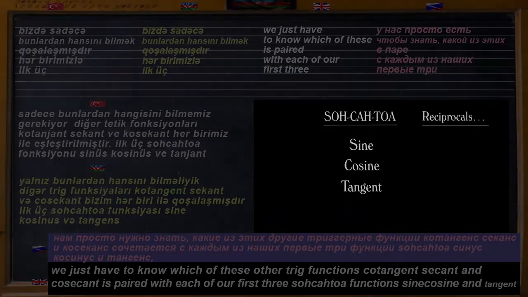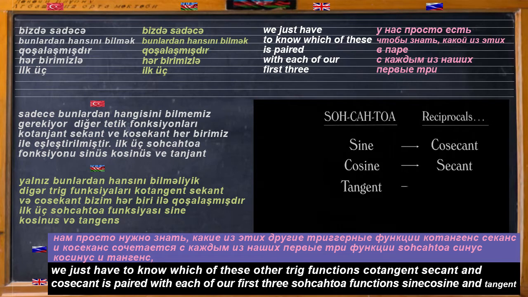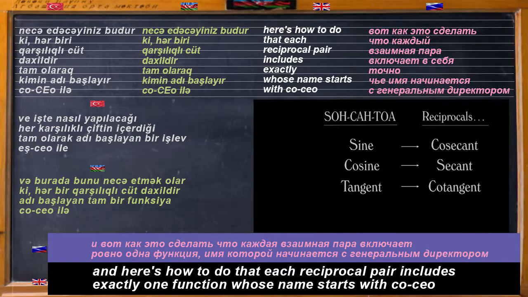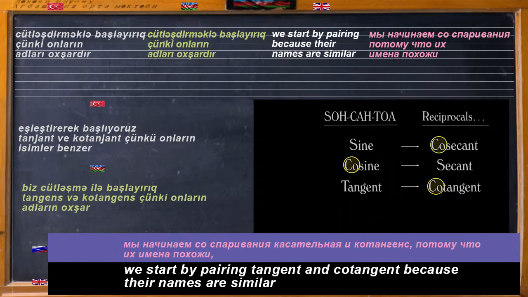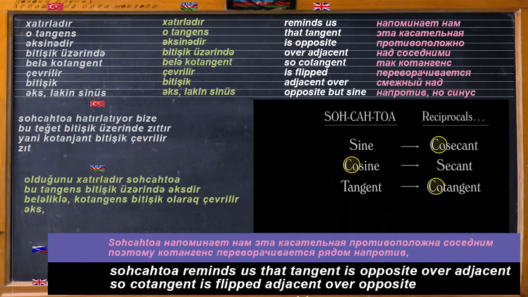We just have to know which of these other trig functions, cotangent, secant, and cosecant, is paired with each of our first 3 SOHCAHTOA functions, sine, cosine, and tangent. And here's how to do that. Each reciprocal pair includes exactly one function whose name starts with co, C-O. We start by pairing up tangent and cotangent because their names are similar. SOHCAHTOA reminds us that tangent is opposite over adjacent, so cotangent is flipped, adjacent over opposite.